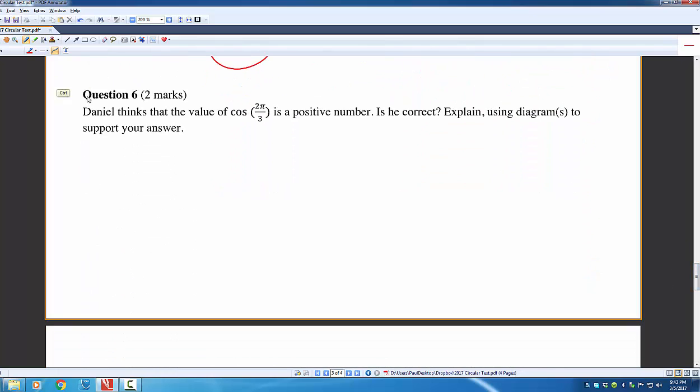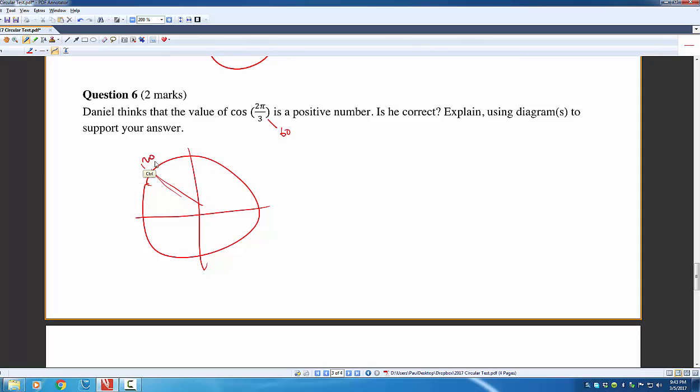Okay, Danny thinks the value of cos 2π/3 is a positive number. Is he correct? Explain using a diagram. Unit circle. Right, π/3 is 60 degrees. Here's 60, here is 120.